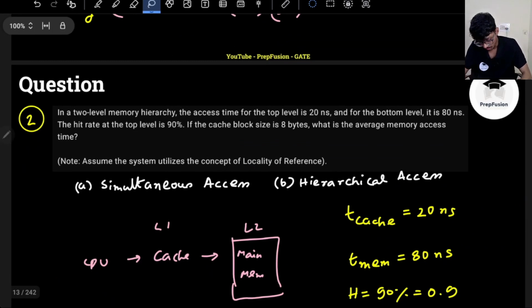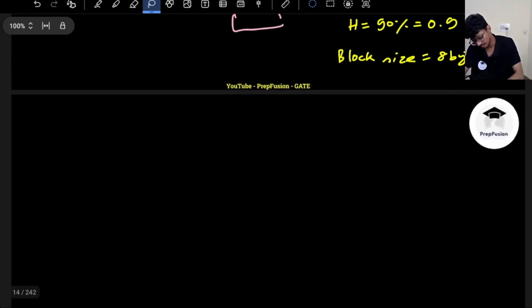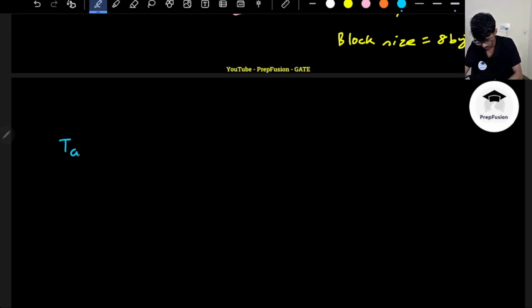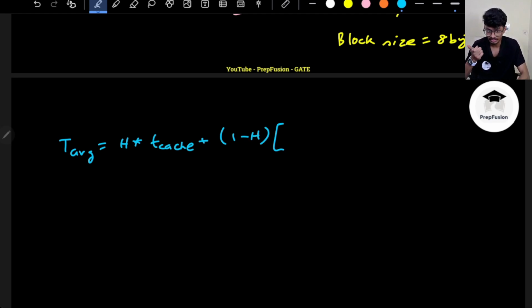If it is simultaneous access, basically what time will it take me? First, understand conceptually. If it is simultaneous access, my T average will be what? If it is a hit, it will only take me T cache, whatever time it took to reach the cache memory. If it is a miss, 1 minus h, and if it is simultaneous, that means I don't waste my time waiting for RAM. I directly start the block transfer, so it will be T block, plus the time it takes me to write to the cache memory, T cache.